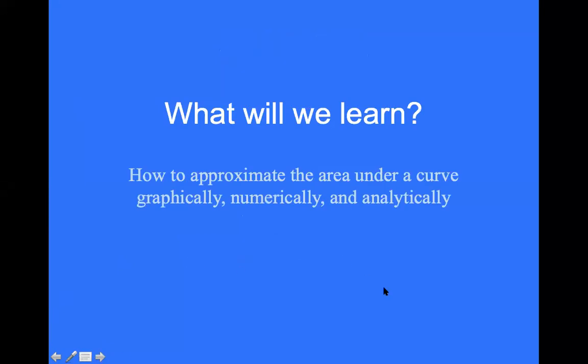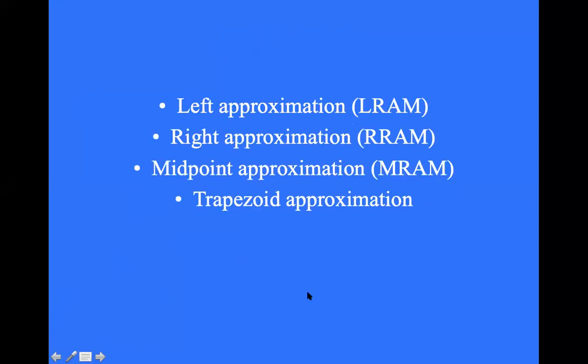What will we learn? We'll learn how to approximate the area under a curve graphically, numerically, and analytically. We're going to be using what's known as a left approximation or an LRAM, as you see on your handout, a right approximation or an RRAM, and a midpoint approximation, which is known as an MRAM. And then we'll also do trapezoidal approximations.